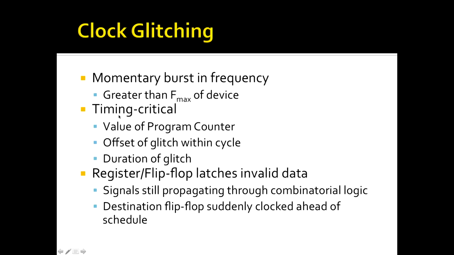So back to the classroom. What is clock glitching actually doing? Basically it's a momentary burst in frequency, as you could see with those little pulses compared to the normal clock pulse. All of a sudden you had a quick one, usually greater than the max frequency of the device. The simple case is if you've got a data sheet, look it up, see what the device is rated to run at, and then go even faster, or many multiples faster.